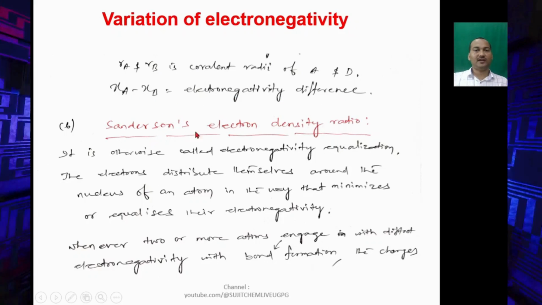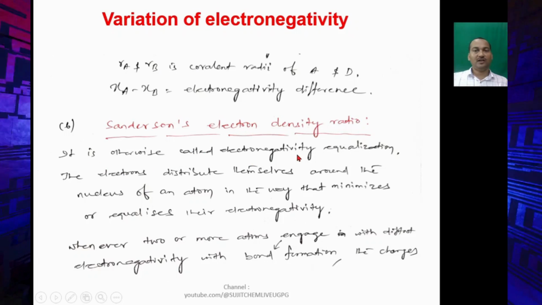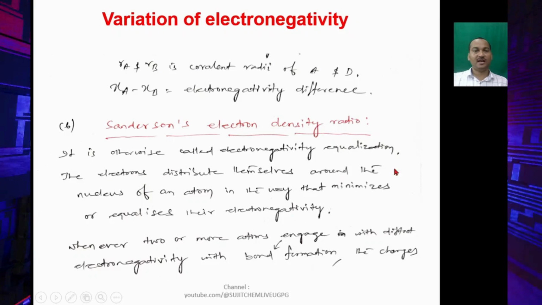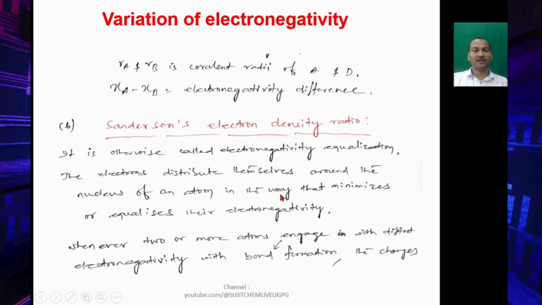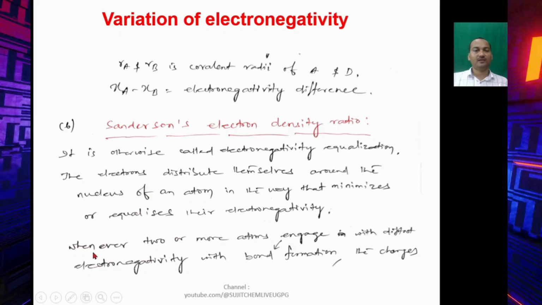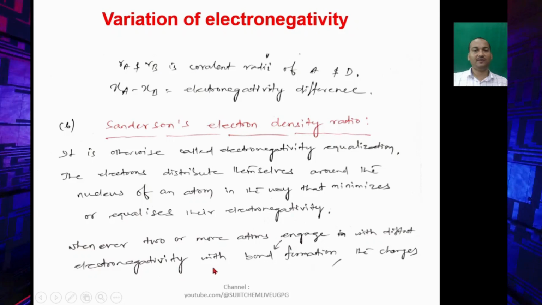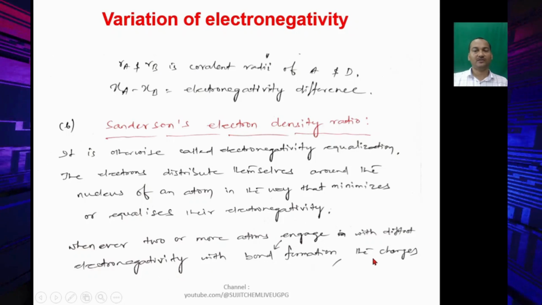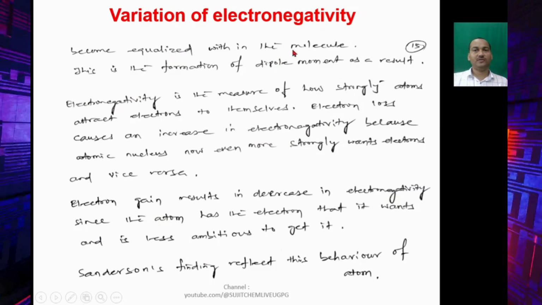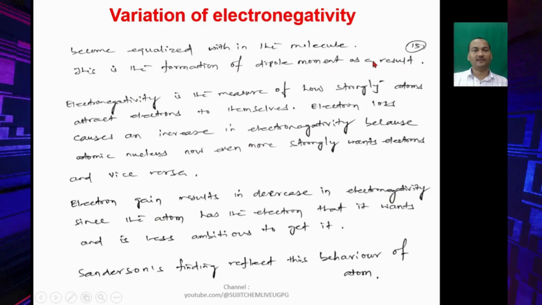The next is Sanderson's electron density ratio. It is otherwise called electronegativity equalization. The electrons distribute themselves around the nucleus of an atom in a way that minimizes or equalizes their electronegativity. So whenever two or more atoms with different electronegativity engage in bond formation, the charges become equalized within the molecule, and this results in the formation of a dipole moment.